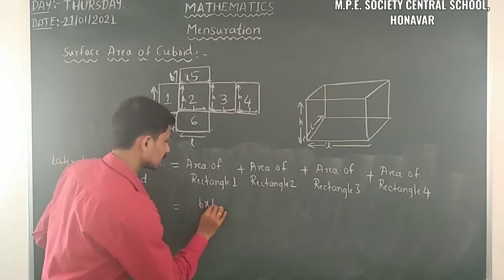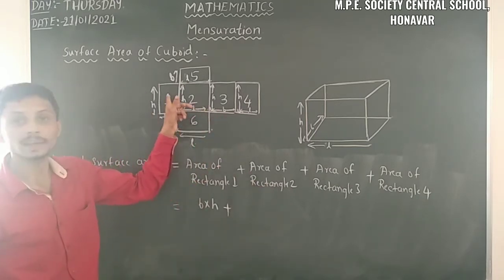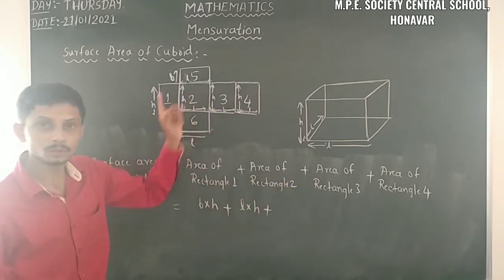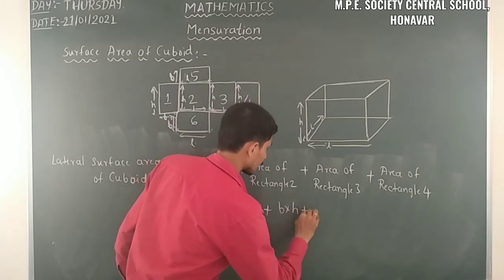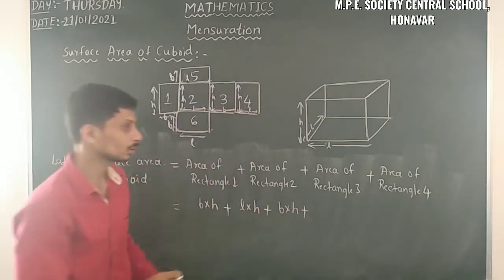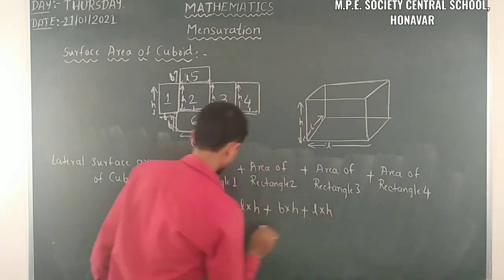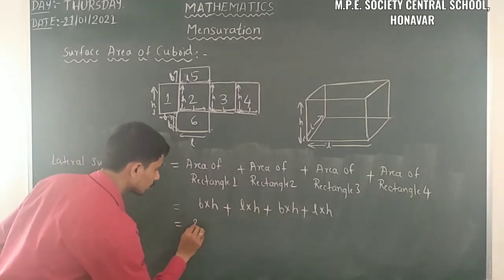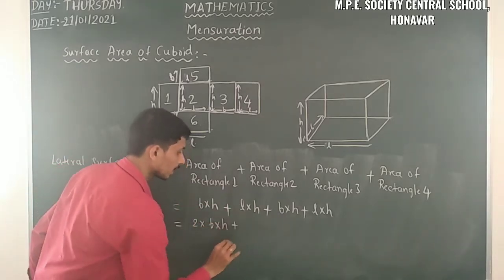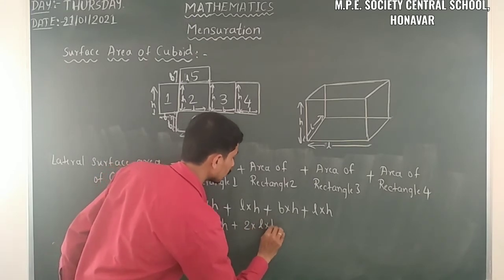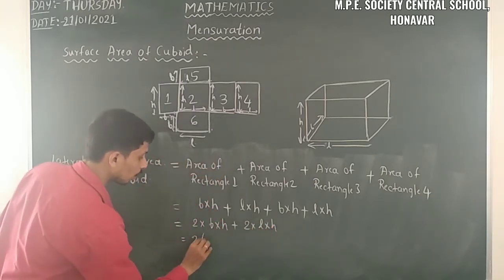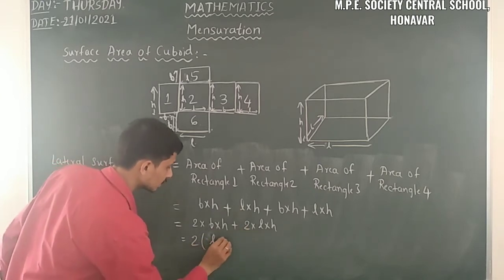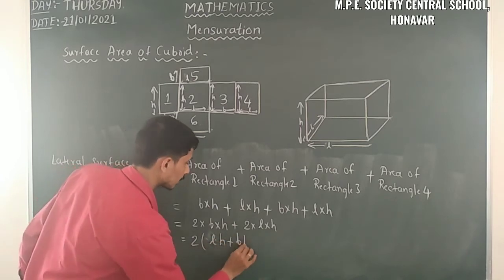So it is B into H, plus area of rectangle 2, L into H, plus area of rectangle 3, it is B into H, plus area of rectangle 4, it is L into H, is equal to... here just observe, 2 times B into H we have, 2 times L into H we have. So 2 into B into H plus 2 into L into H is equal to, I will take 2 common here. So here I will write first L into H, it is LH plus BH.